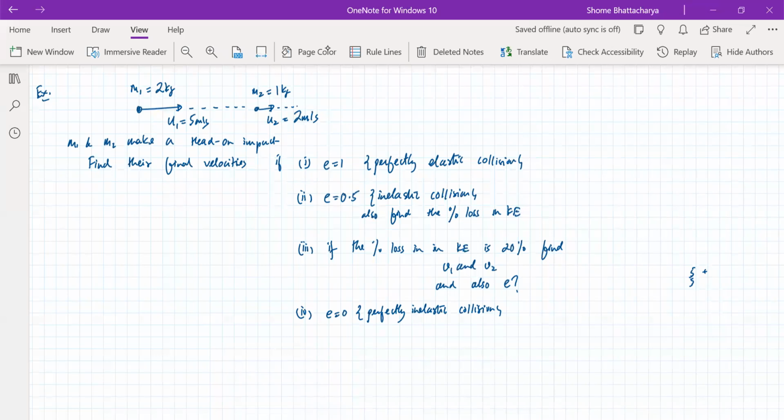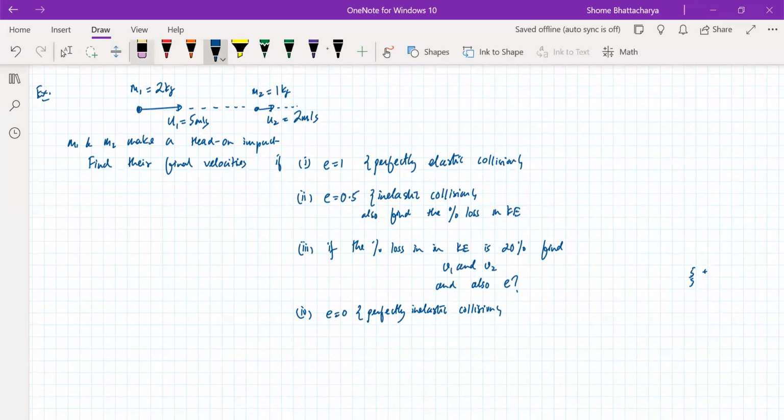Yes, that one is correct. Sorry, I made a sign mistake. V2 has to be greater than V1, no? But yes, that's correct. Plus 3 and plus 6. I made a sign mistake.